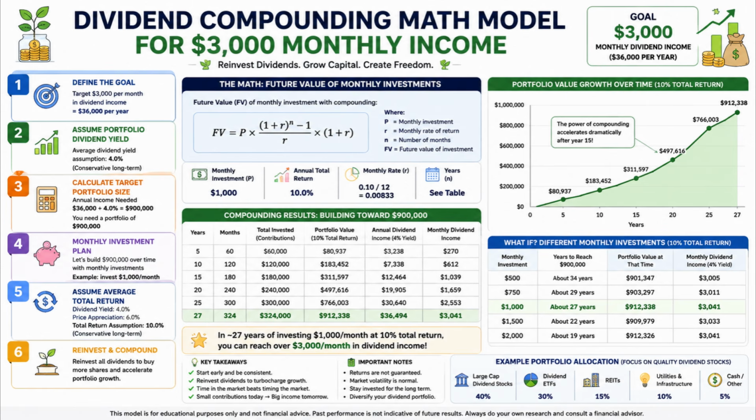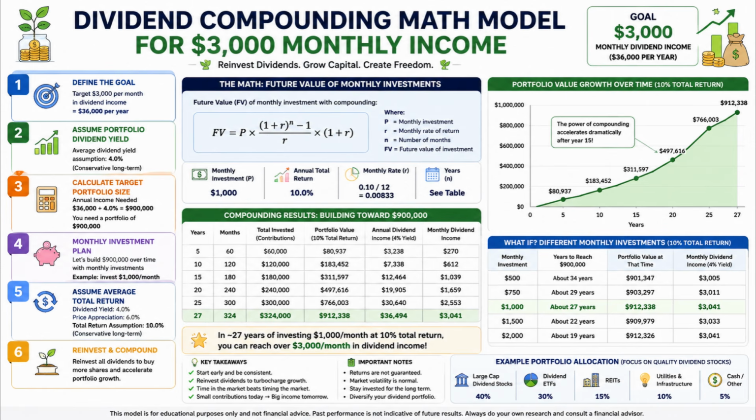Finally, after approximately 27 years, total contributions will equal $324,000. With the assumed 10% annual total return, the portfolio may reach approximately $912,338. At a 4% dividend yield, the portfolio could generate about $36,494 per year, or approximately $3,041 per month. Therefore, the $3,000 monthly dividend income target may be achieved.